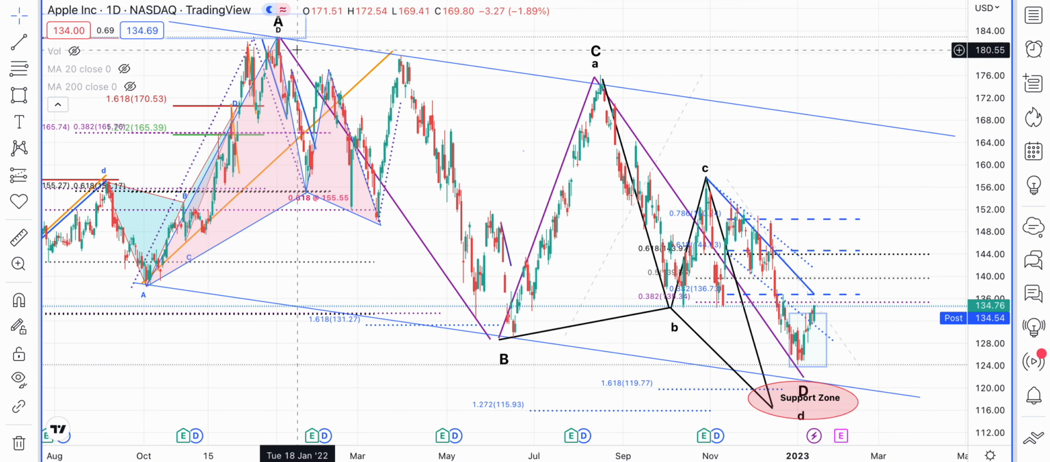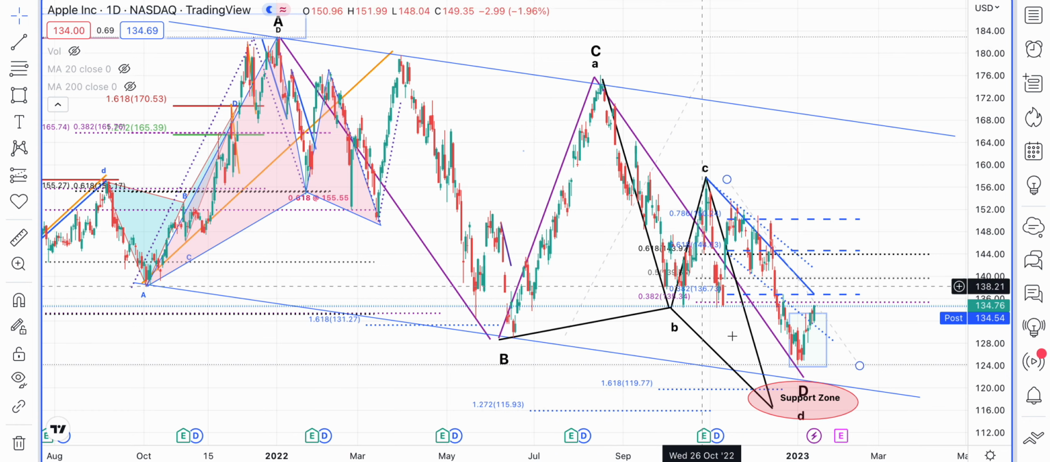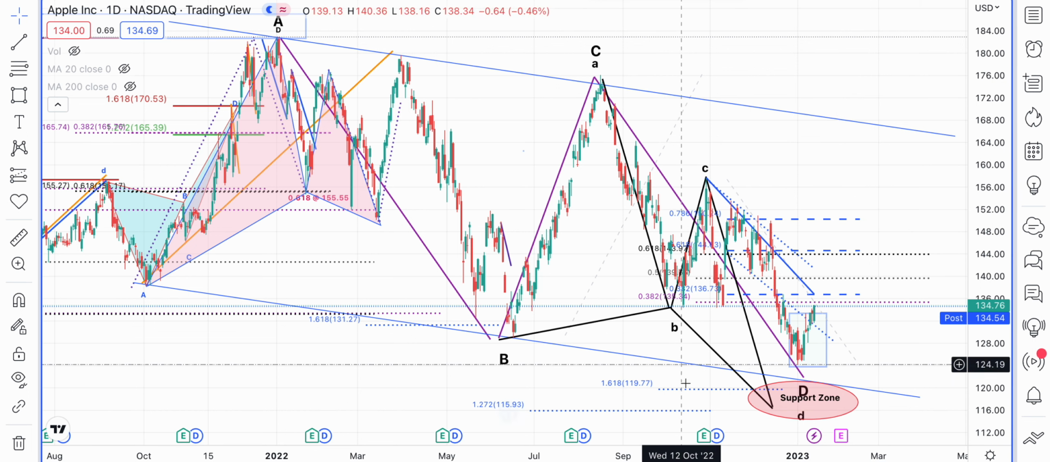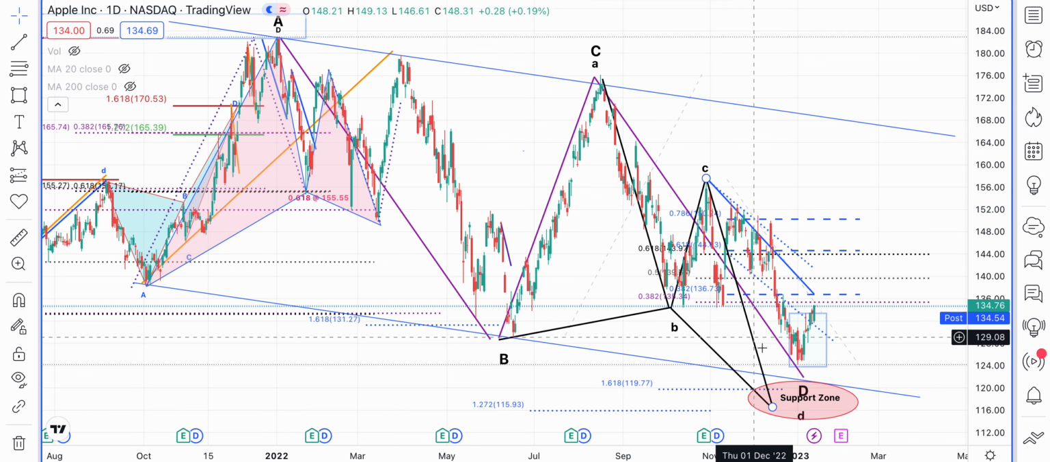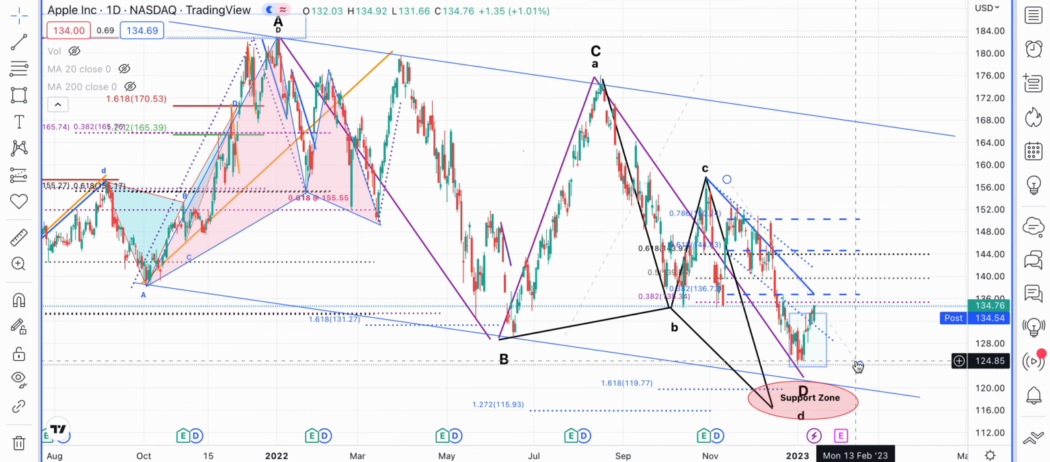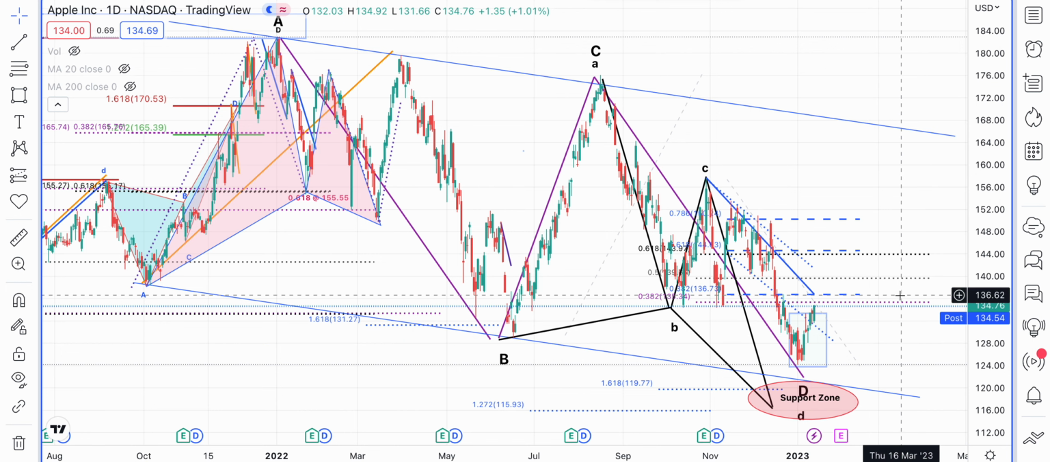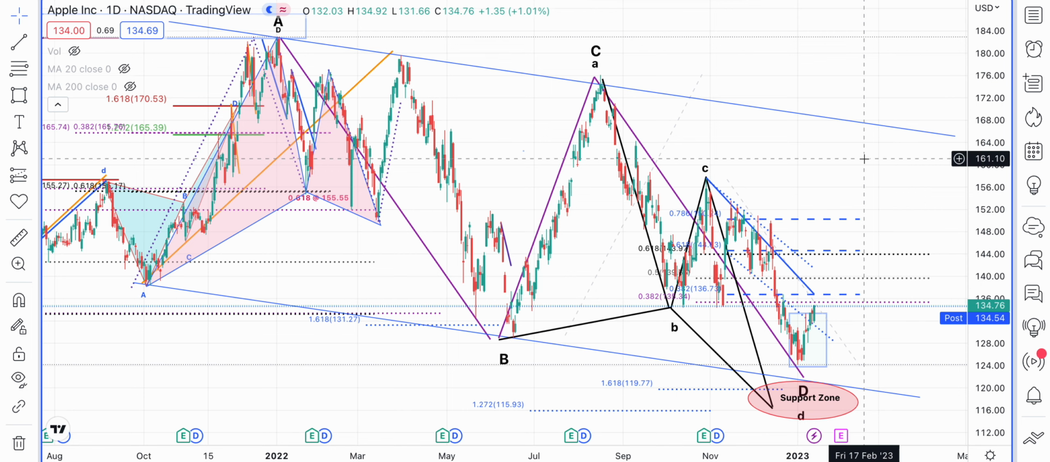Other than that, the key one was this bigger ABCD, which is in this purple line, completing around this level. And we had a few other Fibonacci levels coming together, which I will show you at the weekly chart. So now we have had a pretty nice bounce off that support structure, and what we're looking at as a first kind of resistance level is the 136 level.